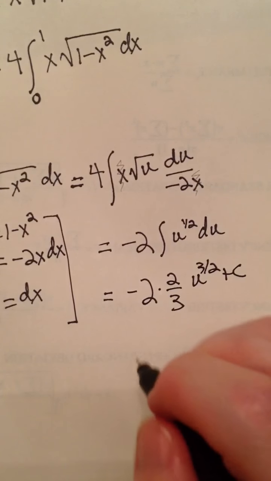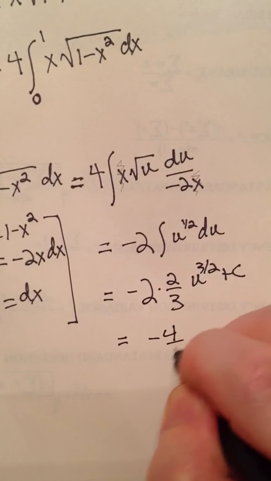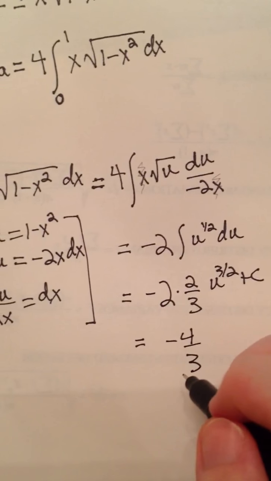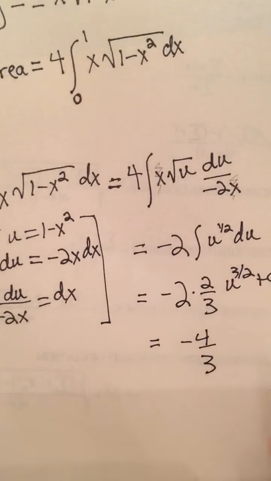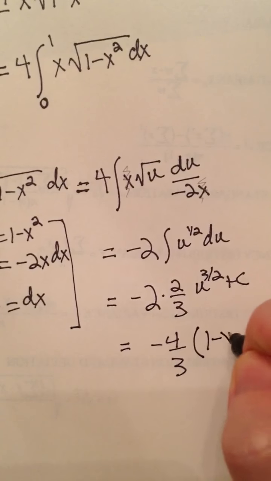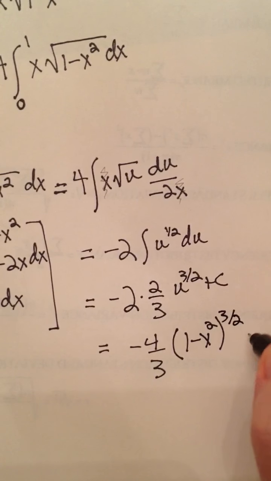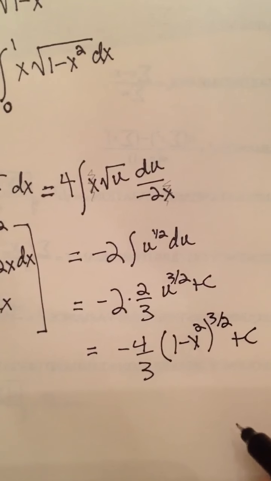Multiplying and back substituting, we have -4/3, and for u we have 1 minus x squared. So we have -4/3 times the quantity of 1 minus x squared to the 3/2, followed by the constant. This antiderivative is what we're going to use in the numerical integration.